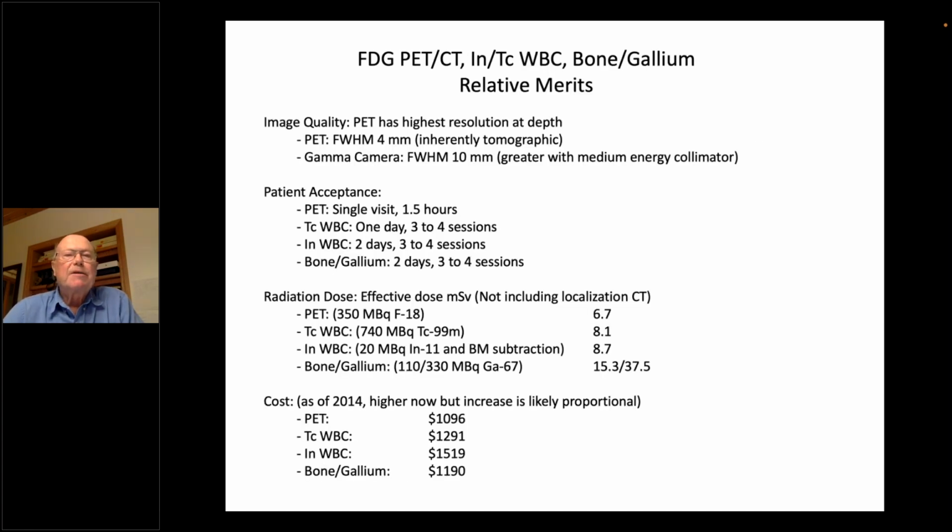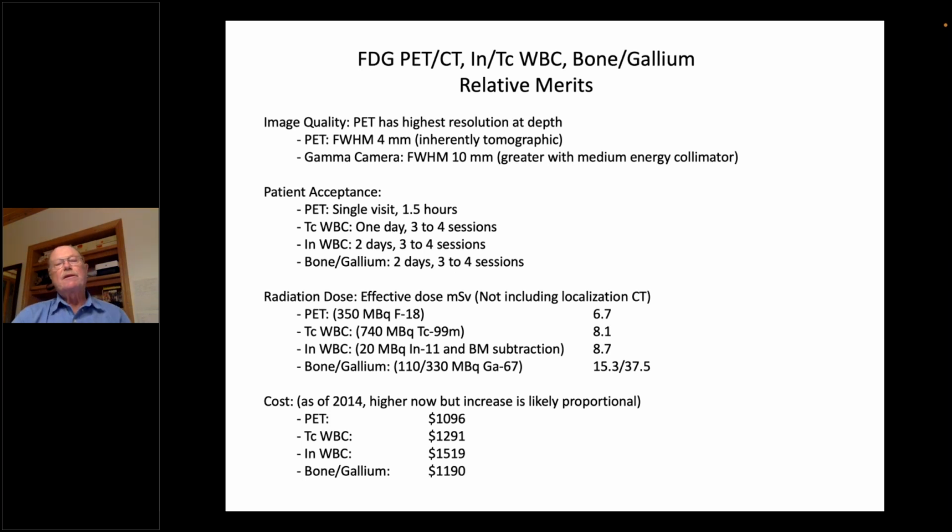So how does it compare with other options, including white cells and gallium? Well, PET has by far the best image quality. It's inherently tomographic, and even at depth has a resolution of around 4 millimeters. With a gamma camera, resolution drops with distance from the collimator. It's around 10 millimeters at depth with technetium, and even higher with medium energy collimators for indium-111 and gallium.